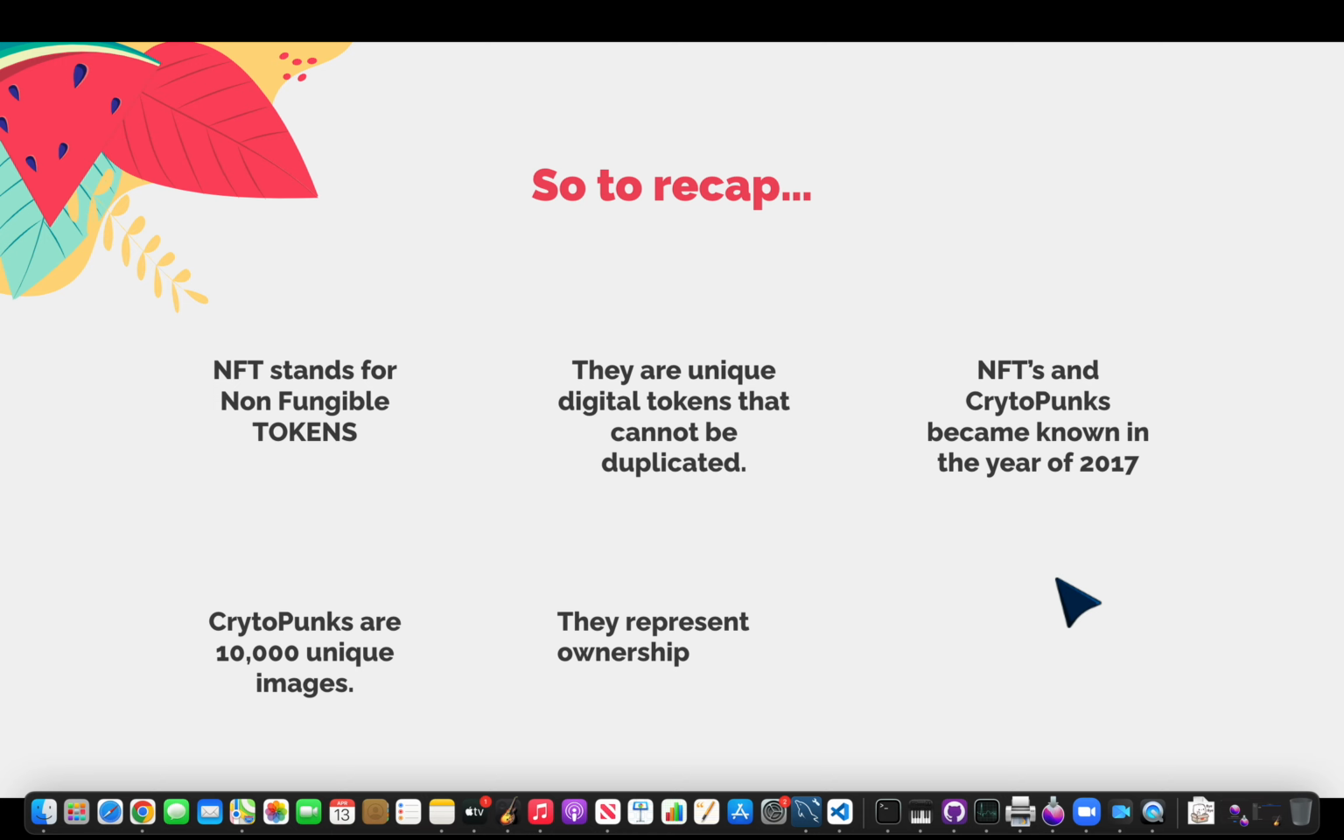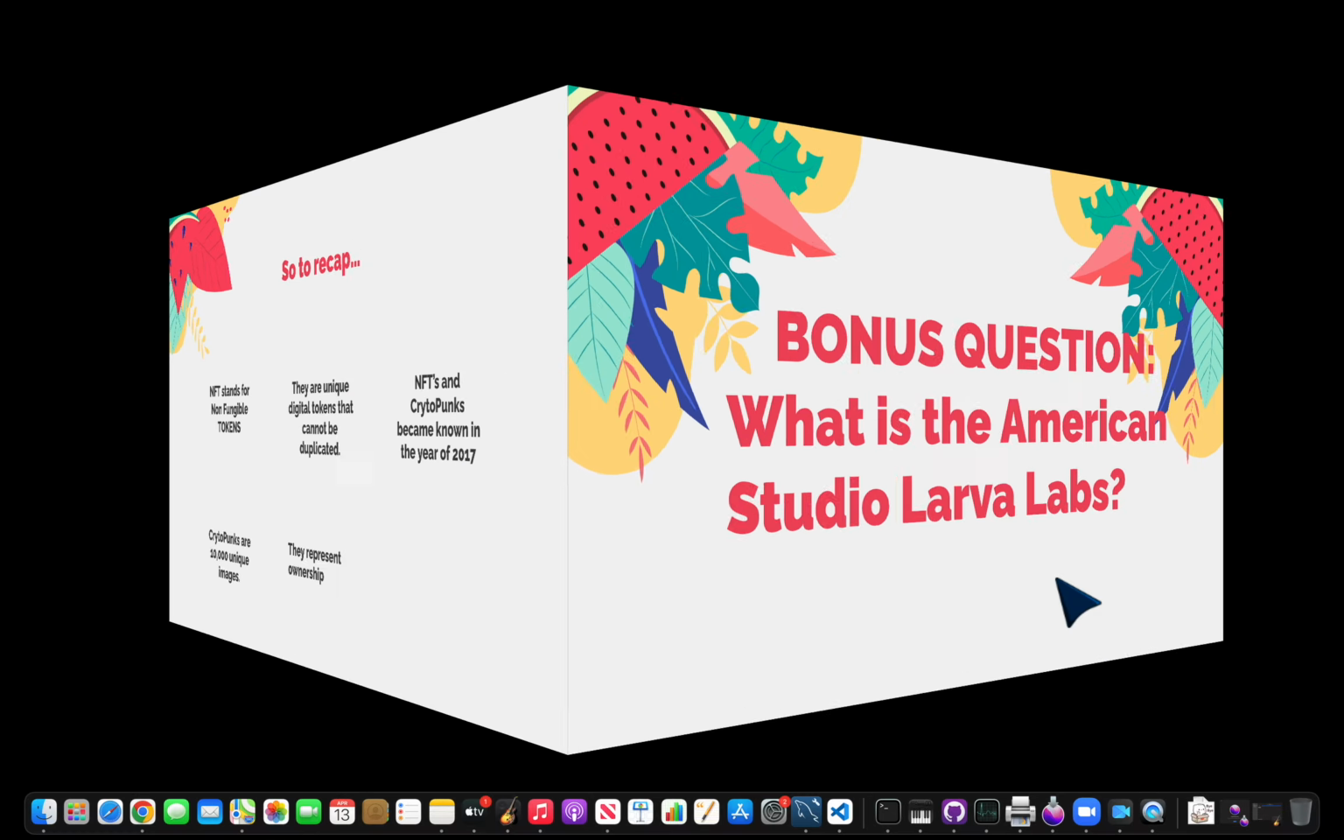Okay, so to recap, NFT stands for non-fungible tokens. They are unique digital tokens that cannot be duplicated. NFTs and CryptoPunks became known in the year 2017. CryptoPunks are 10,000 unique images, and CryptoPunks are inside NFTs, which helps to make NFTs different. So they have different metadata, okay? And they represent ownership, so only you have the ownership, okay?